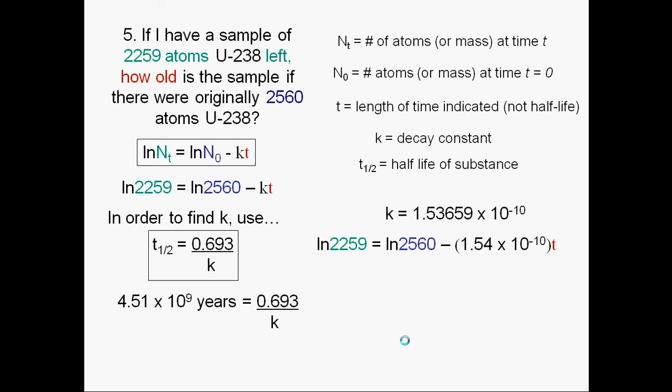And now I just have to do a little bit of algebra to solve for T. So I'm going to solve for the natural log of 2,259 using my calculator, and then subtract from that the natural log of 2,560. And when I do that, I get negative 0.1250850, and that's equal to negative K times T. I'm going to divide both sides by negative K. And I determined then that T, the amount of time that's passed between my starting amount of uranium-238 and now, is 8.122 times 10 to the 8th years, 812 million years.